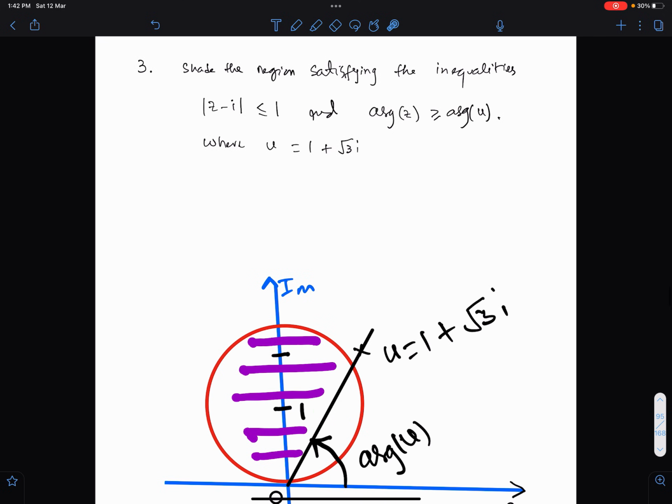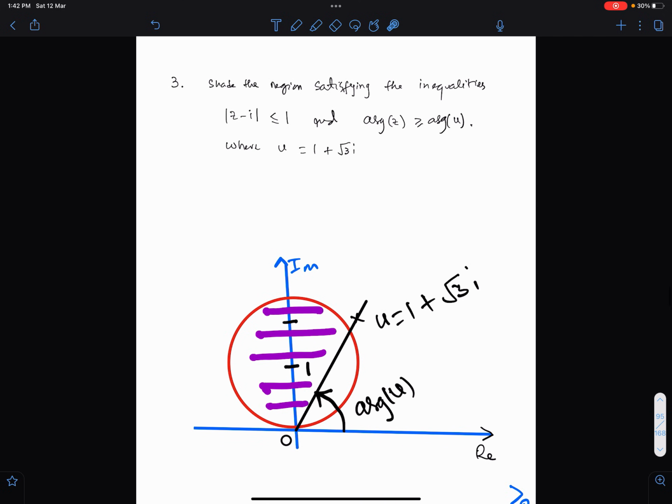Next example. Shade the region satisfying the inequalities. |z minus i| is less than or equal to 1. This means a circle with center at i and radius 1. So here is the circle with center at i and radius 1.